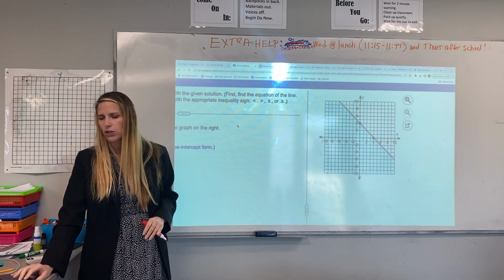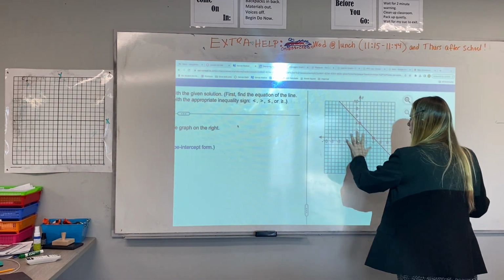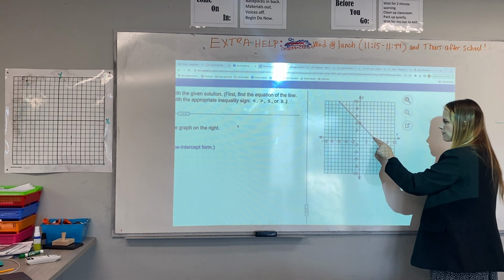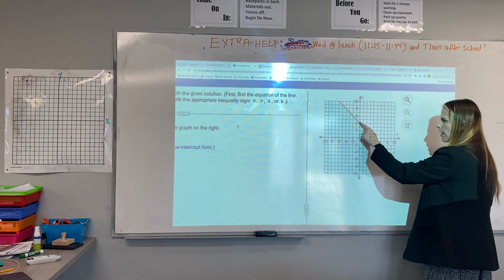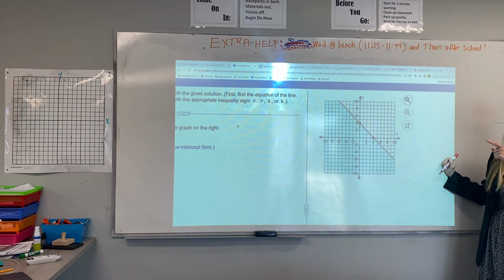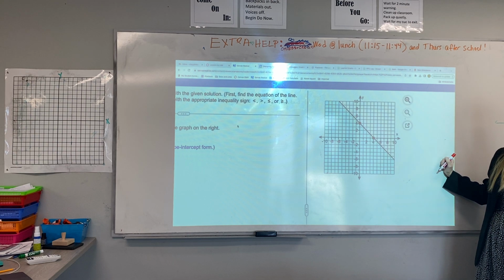So they give you the solution here. The solution is all of these values and all of these values. Why do I say and all of these values? Because it's going up. Because it's "or equal to," because it's a solid line. So I'm already noticing what part of my inequality is going to be.